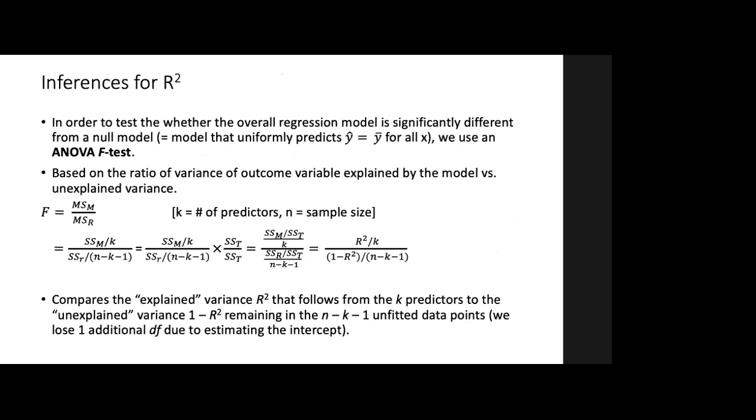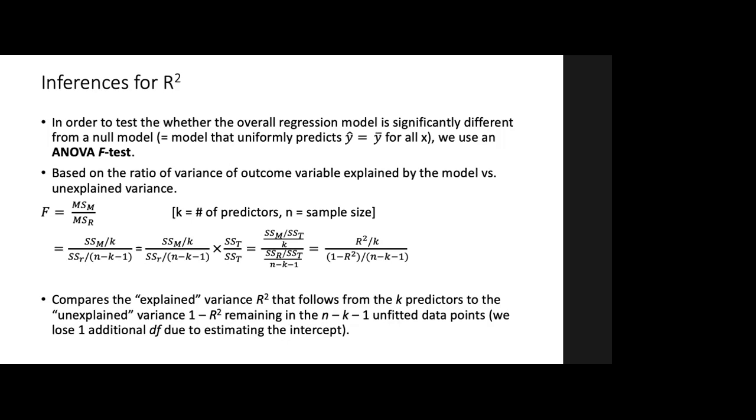So we start with testing whether we can generalize our determination coefficient to the population. So whether we can infer that, say, the explained variance is actually larger than 0. Okay. In order to test whether our regression coefficient or coefficient of determination is different from 0, we use a test that also should be familiar to you. That's the ANOVA F test.